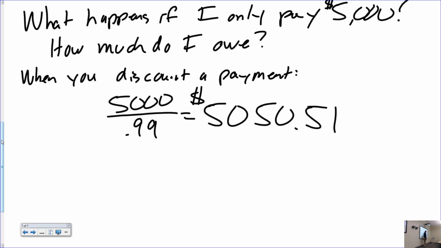We get this extra 51 cents due to the division, and that's what you deserve, okay? So by dividing by the complement of our discount, you will get the correct amount. This is how much our payment is worth.